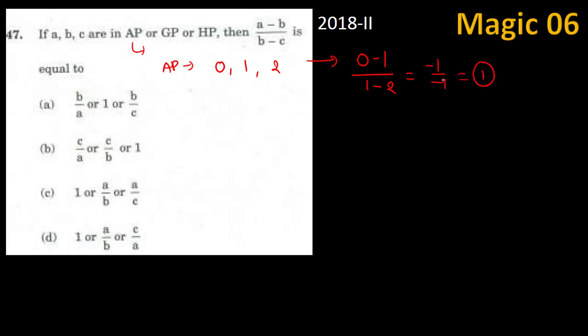So which value is giving me 1? Yes sir, options C and D give me 1. These two are not the answer yet.